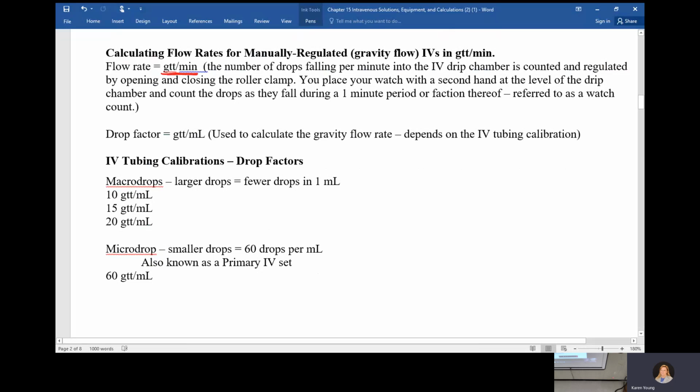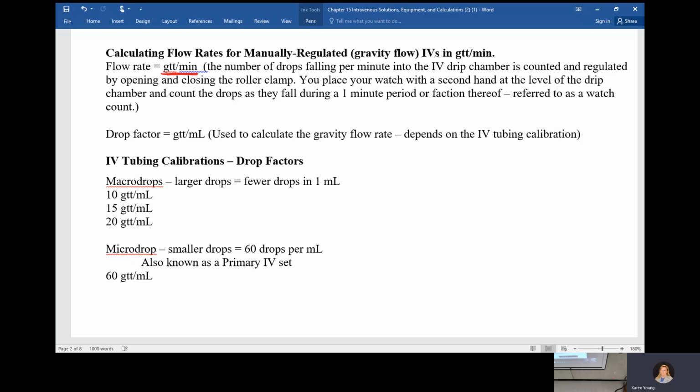It's an Italian word, or Greek? I don't remember now. I've been saying Italian, but I'm thinking it's Greek. But it's the abbreviation for the foreign word for drop. And so it's drops per minute. It's the number of drops falling per minute into the IV drip chamber. And you count them, make sure you've got the right one.